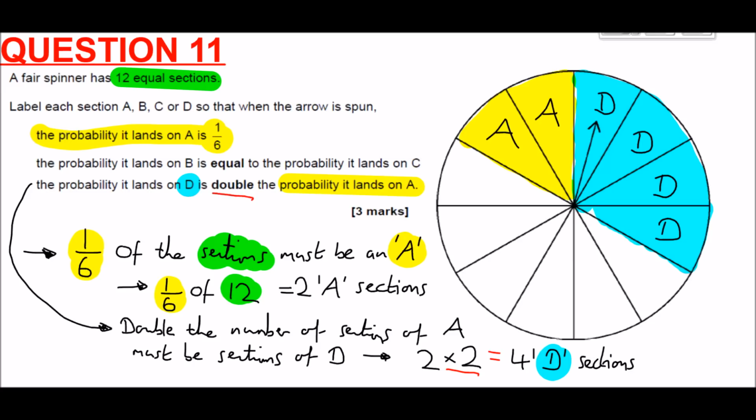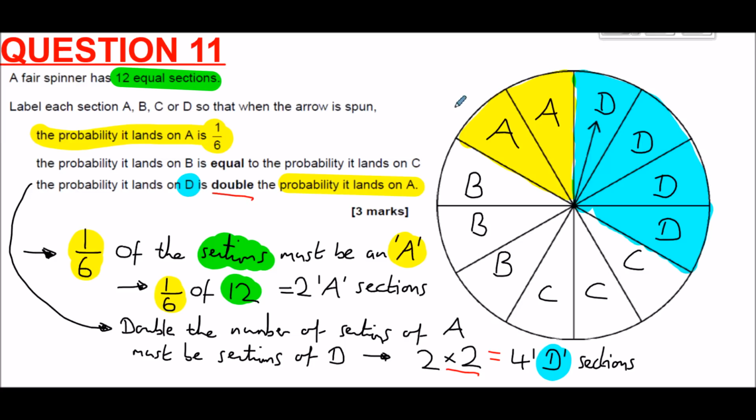And so what we must have is for every time we've got a section that's B, we've got one that's C. Because the probability of it landing on B is equal to the chance of it landing on C. So 1B, 1C. 1B, 1C, and finally 1B, 1C.